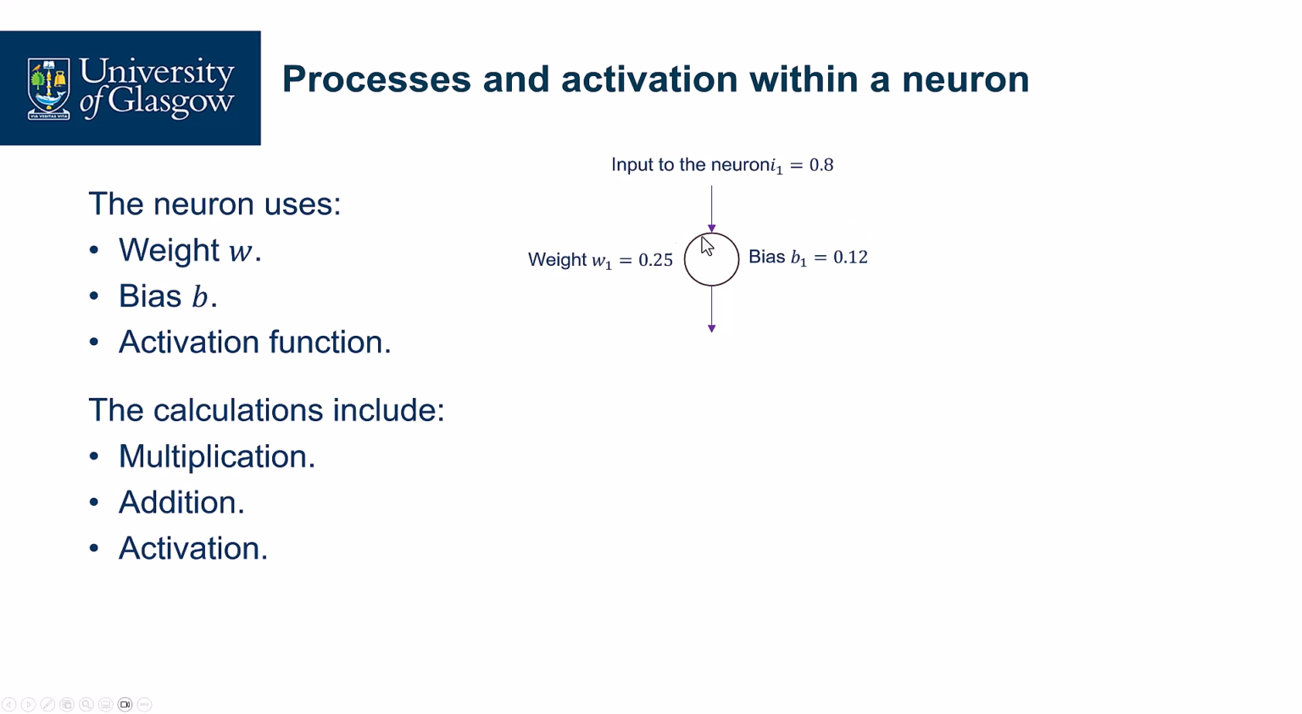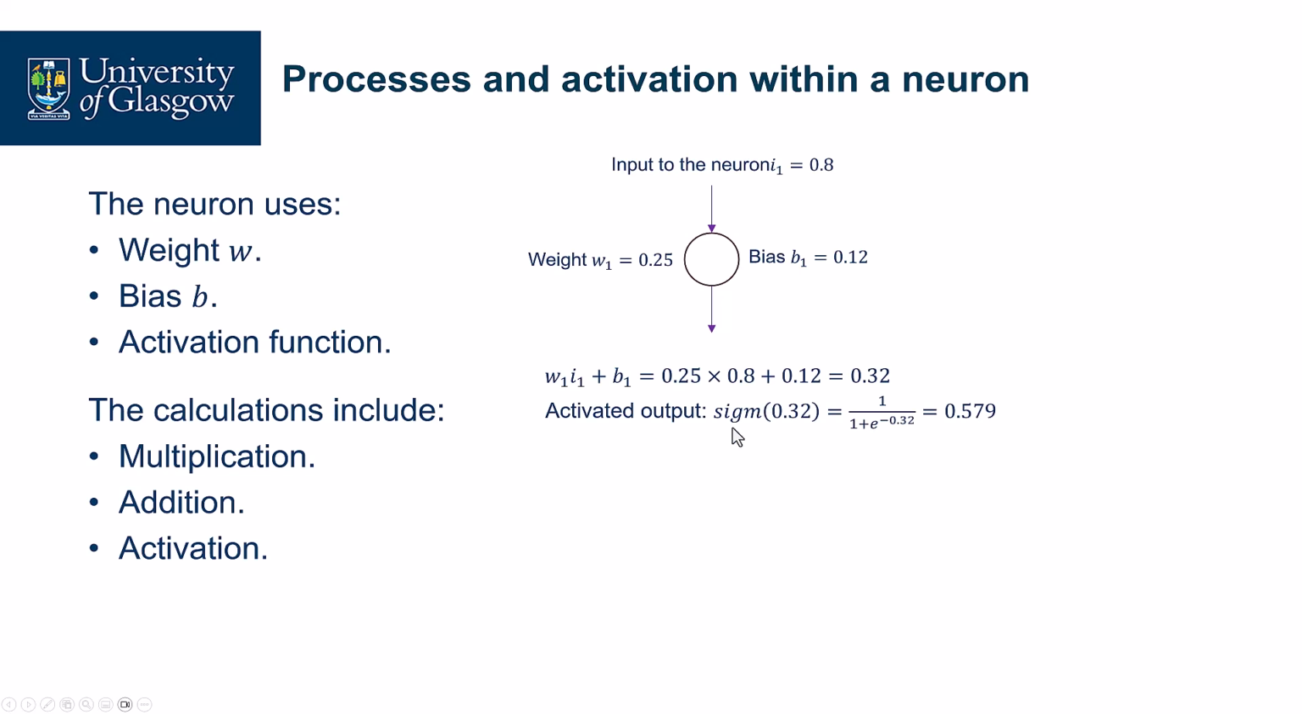Consider there is a neuron, and there is an input. Maybe this input is from another neuron, and this is I1 equals 0.8. Then there is a weight, which is 0.5, and a bias of 0.12. Then I can calculate based on this formula: W1 multiplied by I1 plus B1. We get a result, 0.32.